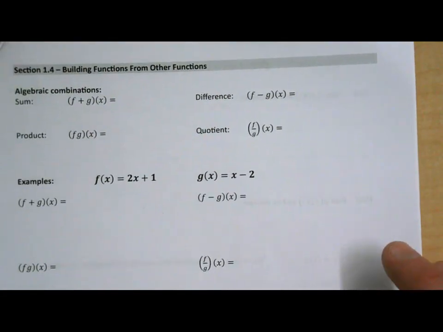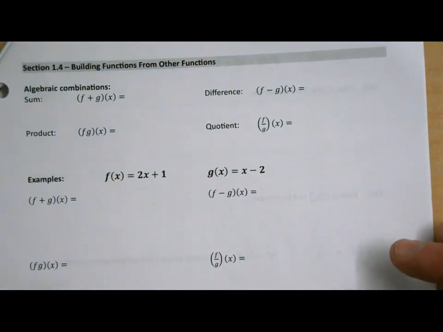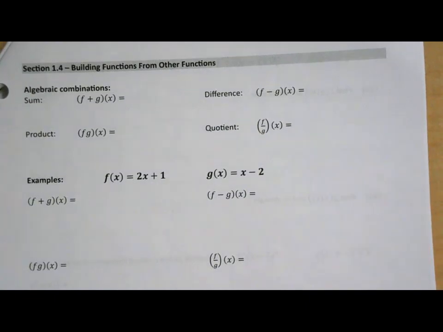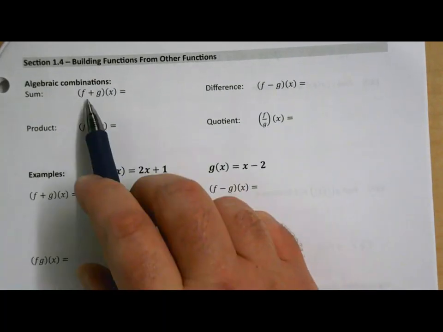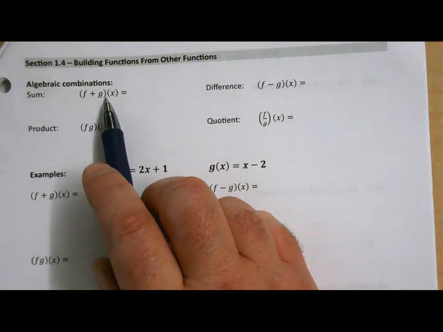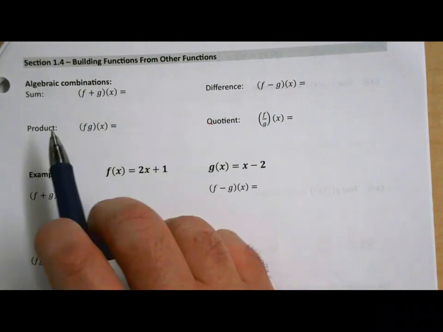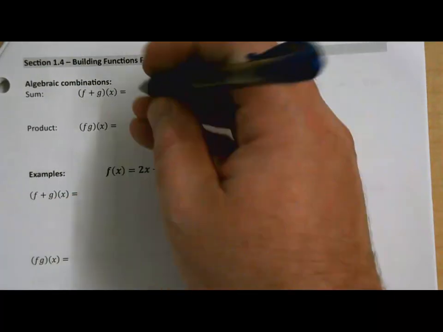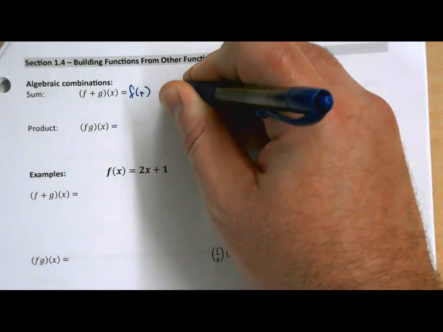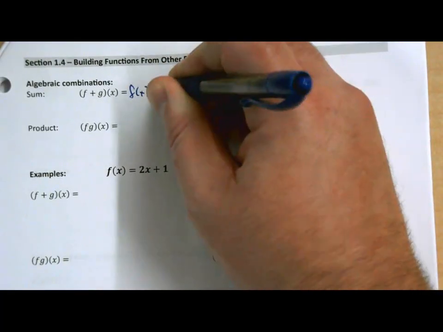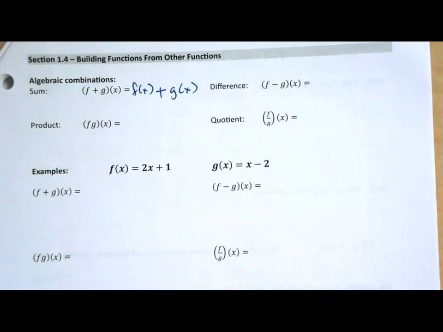So today we're building functions out of functions. There's 4 algebraic ways to do this that we're going to talk about, and these ones are super, super simple. So if you ever see something that looks like f plus g of something else, I would pronounce this f plus g of x, and what it means is to take your f of x function and stick it next to your g of x function and put a plus in between. You're literally just adding 2 things together.